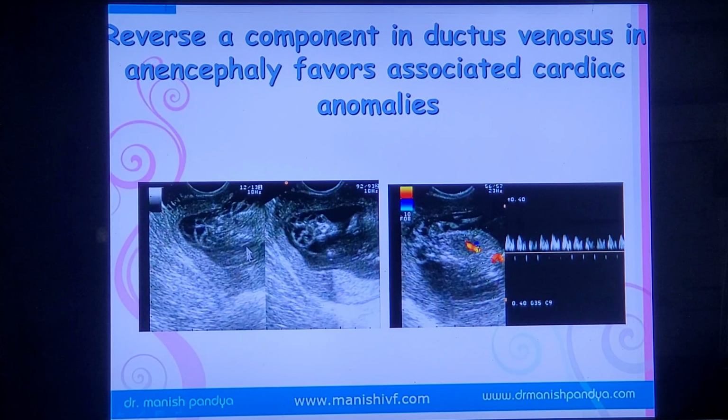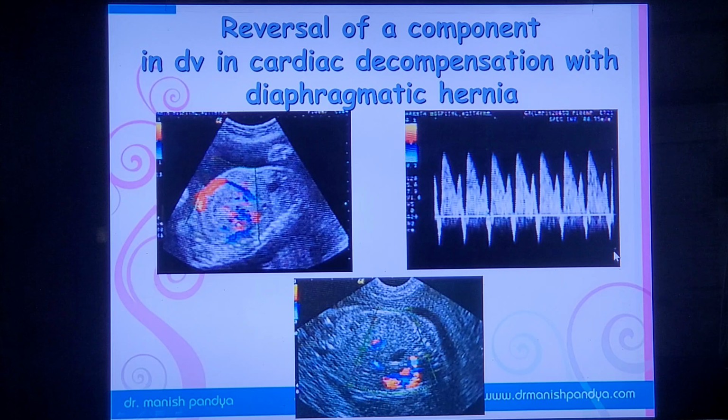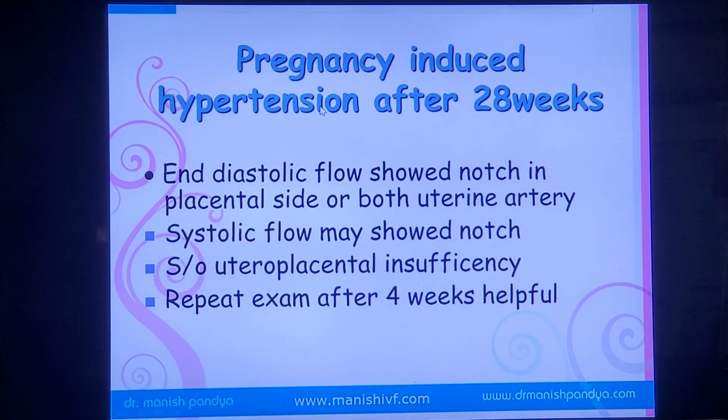What is this? Anencephaly. In anencephaly baby also you can see abnormality in the ductus venosus. There is reversal of flow in ductus venosus. Reversal component in ductus venosus in cardiac decompensation with diaphragmatic hernia. You can see there is a stomach bubble lying near to the heart. And in this type of patient, you can see abnormality in the ductus venosus.